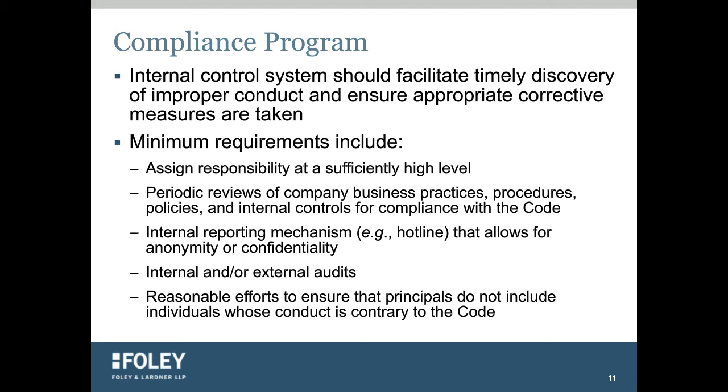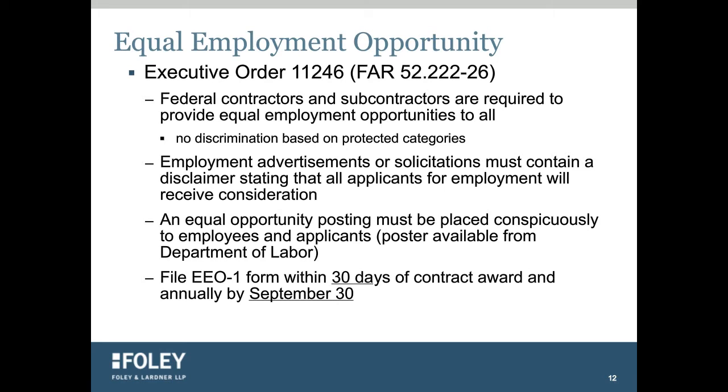Now we'll cover some of the specific performance requirements and reporting obligations that contractors should be aware of. Executive Order 11246 prohibits discrimination against any employee or applicant for employment based on protected categories. These protected categories have gone through changes, but currently they include race, color, religion, sex, sexual orientation, gender identity, and national origin. You're required to post EEO notices in conspicuous places where they're easily visible to all employees and applicants. That'd be like a break room or a lunchroom or a lobby. You're also encouraged to post notices on an internal company website.